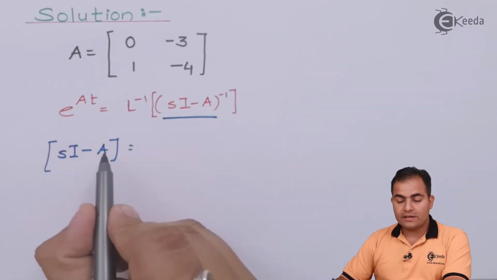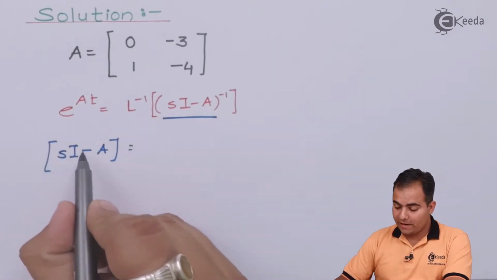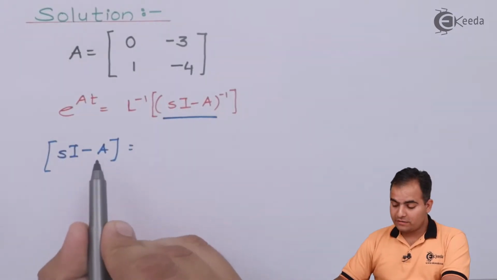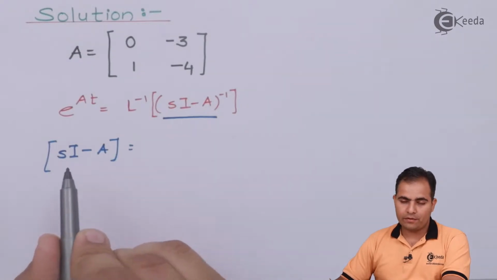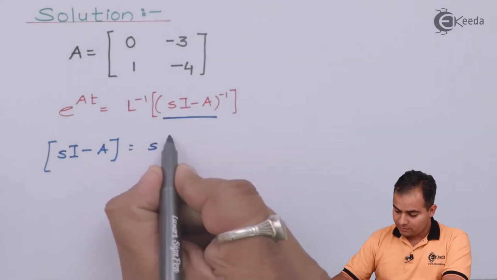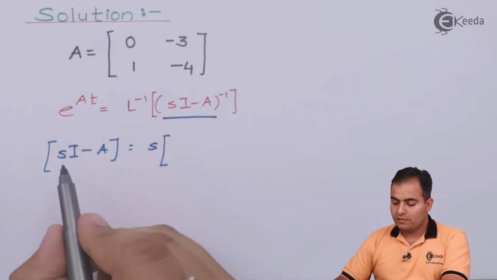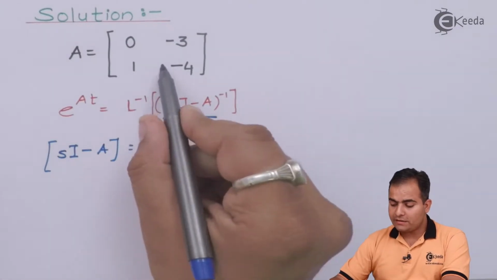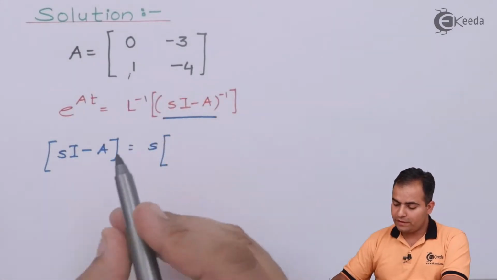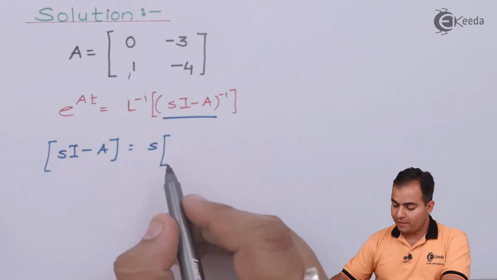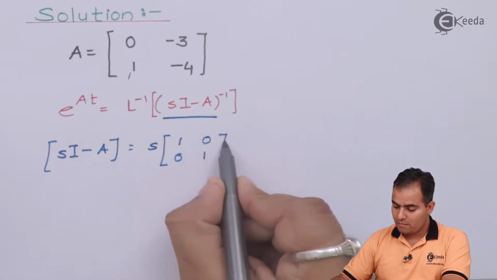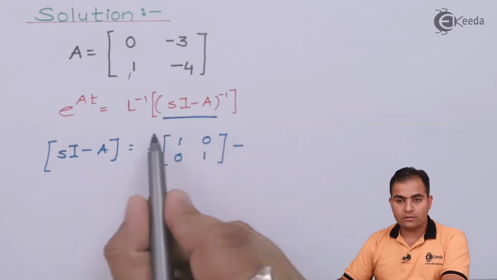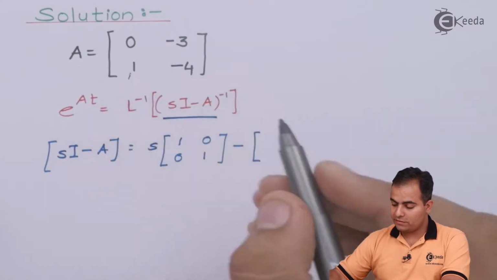So how to obtain the sI minus A matrix? First of all, s is multiplied with the identity matrix, or you can say the unity matrix. Then this whole A matrix is subtracted from the sI product matrix. Now, what is the actual equation for this matrix? The A matrix size is 2 cross 2, so of course we will use a 2 cross 2 unity matrix. And from this whole product, we are going to subtract the A matrix, and my A matrix is this.